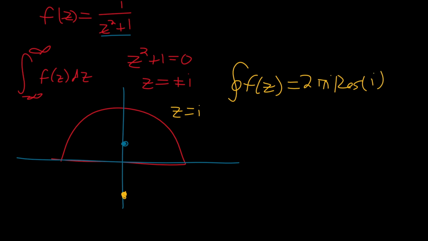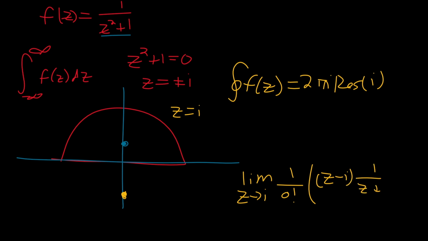And now thinking back to our residue theorem, we have the limit as z approaches i of 1 over, well, the degree of the pole is still 1, so it's still 1 over 0 factorial, times, well, the derivative also goes away because the degree of our pole is 1. It's what we call a simple pole. Times z minus i, times 1 over z squared plus 1.